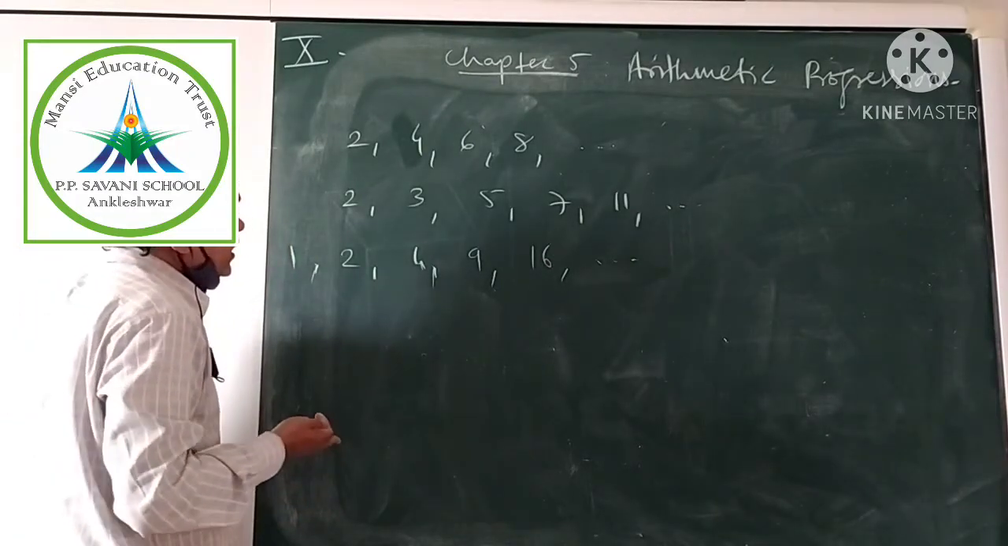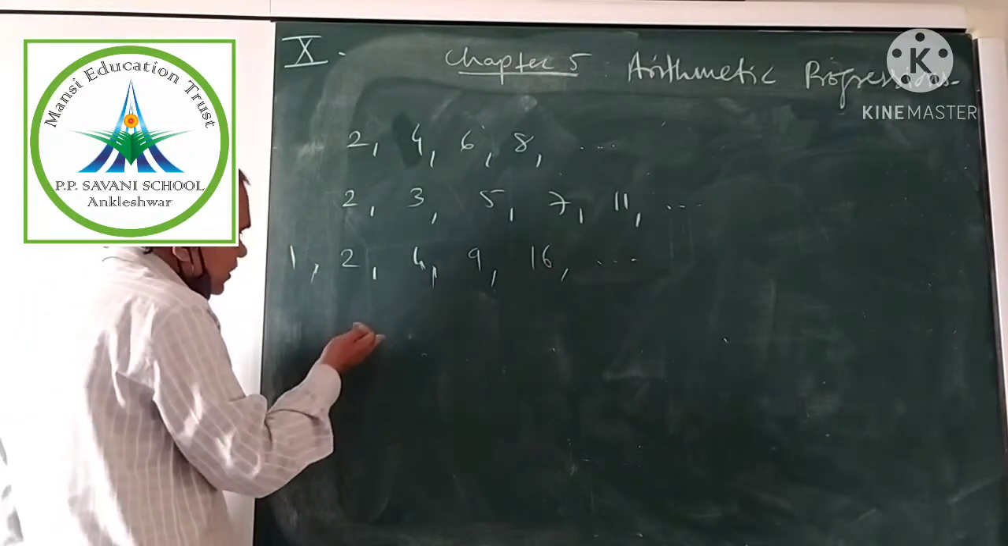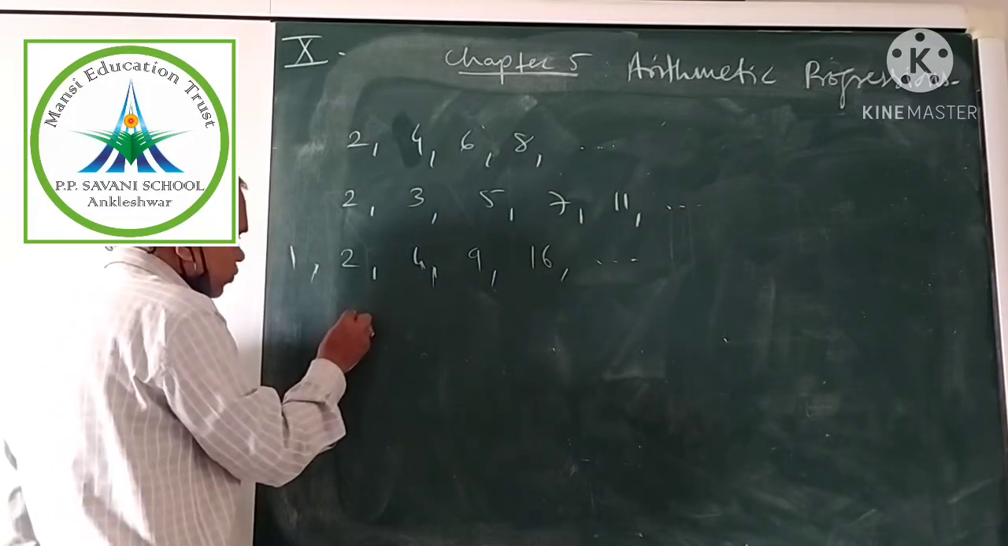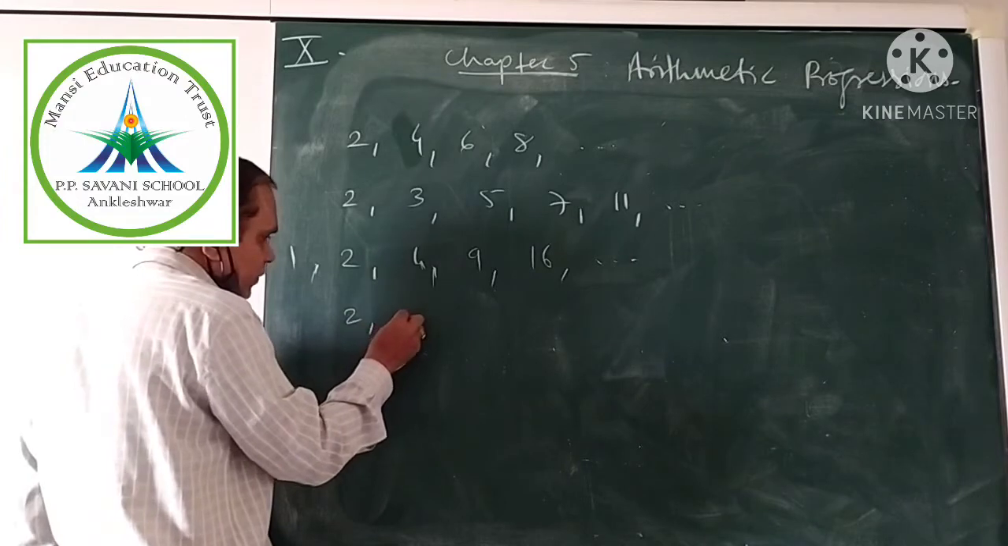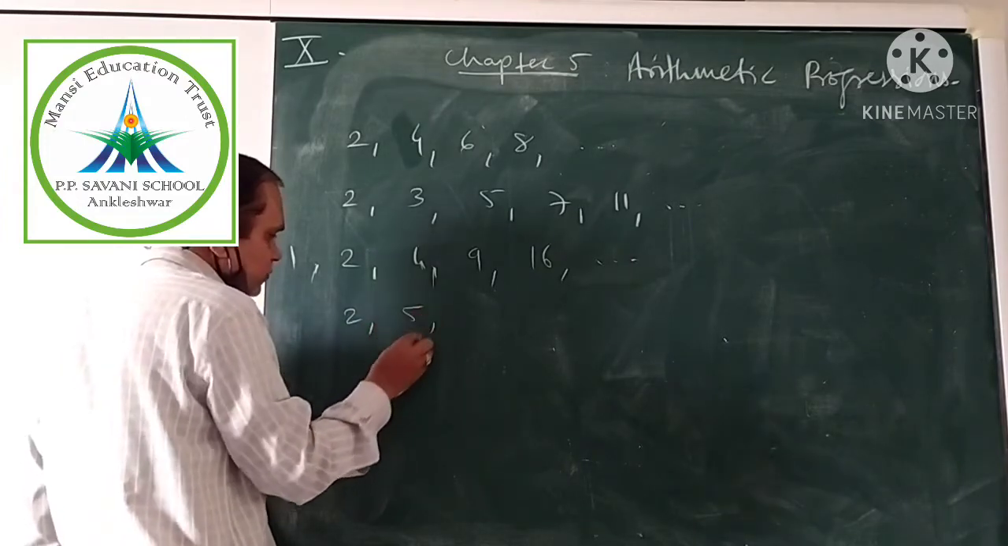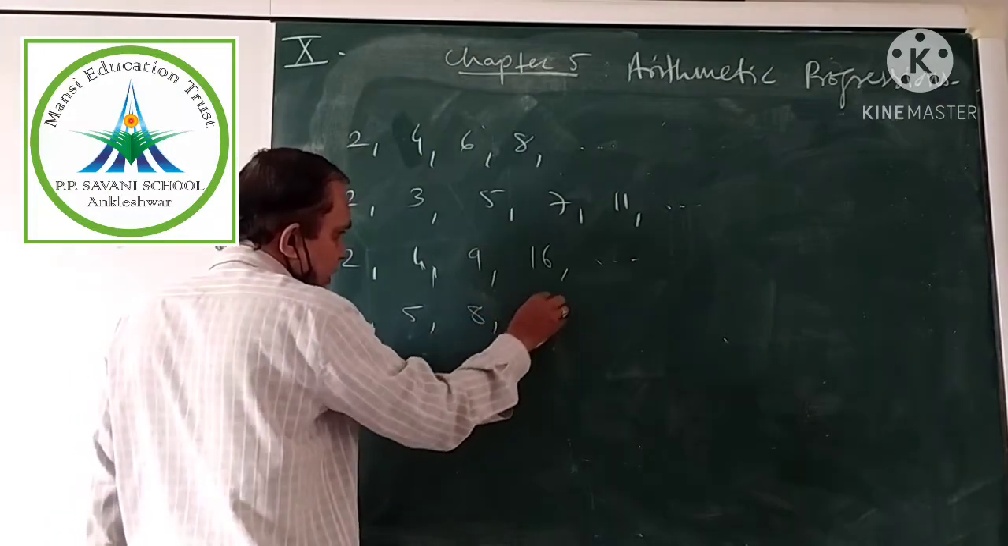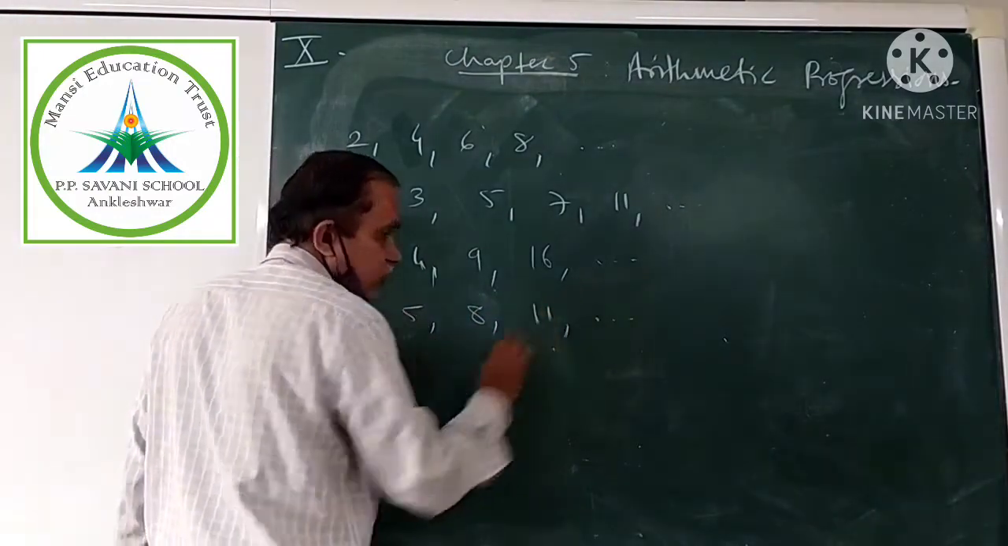Now let us take again. I'm writing some numbers. Suppose I wrote here 2, 5, 8, 11.